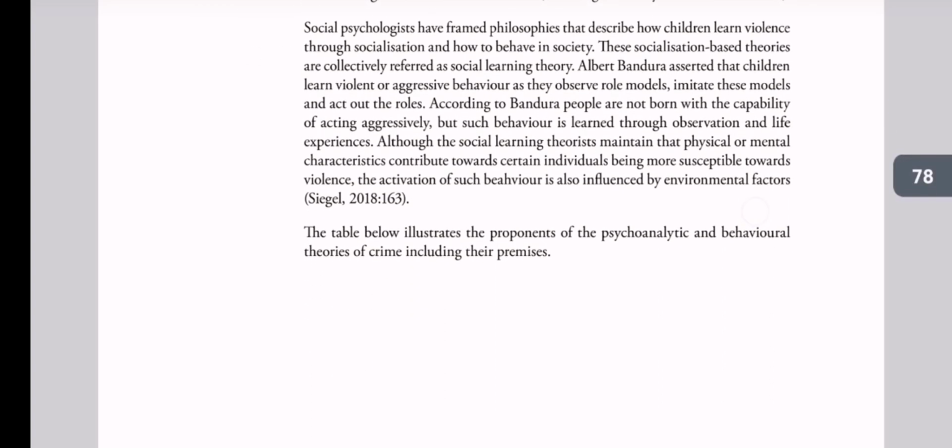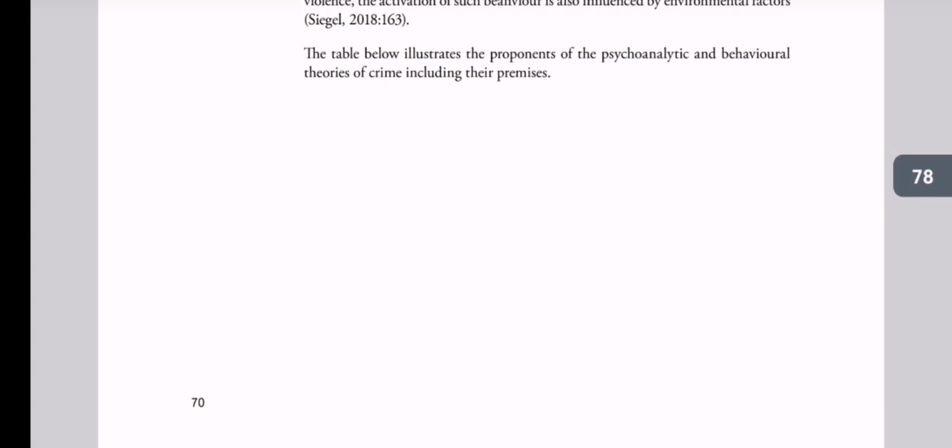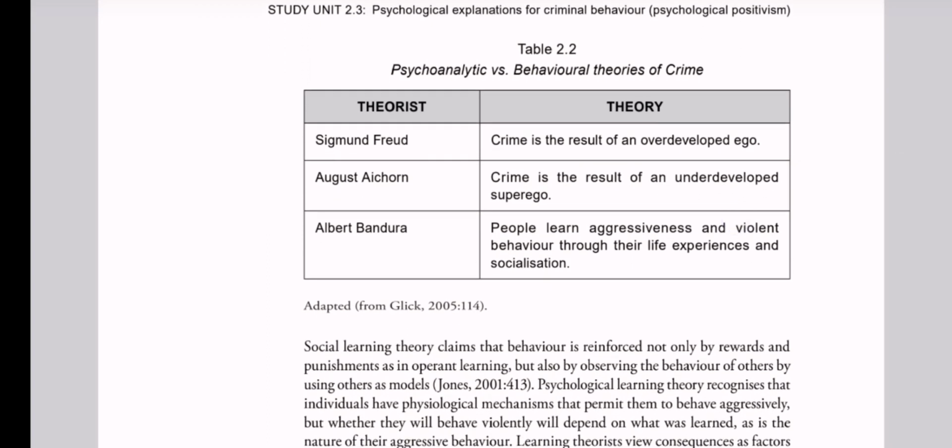The table below illustrates the proponents of psychoanalytic and behavioral theories of crime, including their premises. Sigmund Freud: crime is a result of an overdeveloped ego. August Aichhorn: crime is a result of an undeveloped superego. Albert Bandura: people learn aggressiveness and violent behavior through their life experiences and socialization.